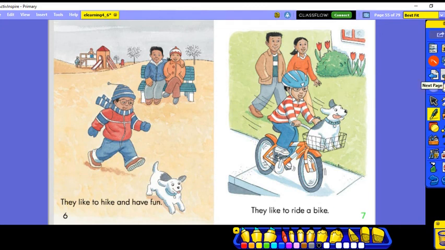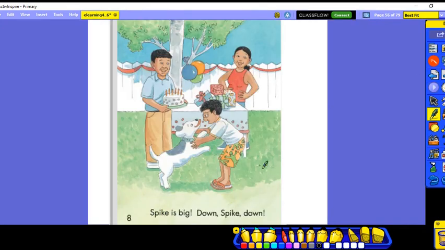So sweet little Mike has a whole year that he's gone through with his new buddy Spike. At the beginning, you could see that Mike was really sad because he wanted a dog, and then he got a dog for his birthday, and they went all through the year together, and at the end, it was his birthday again, and he was 6.